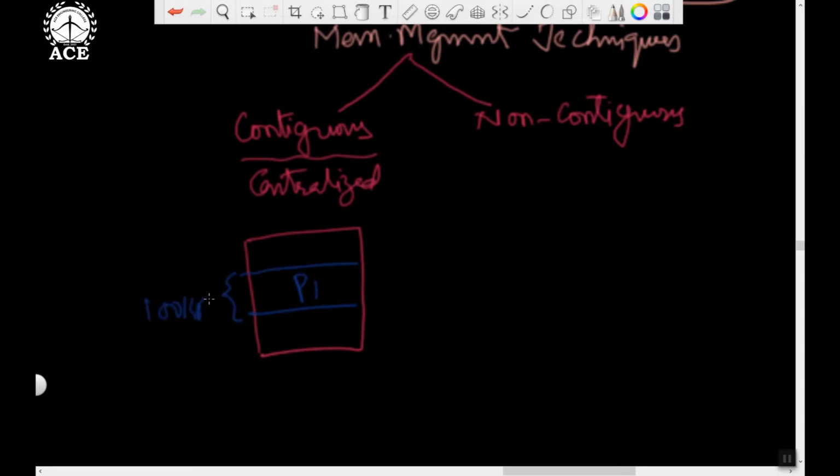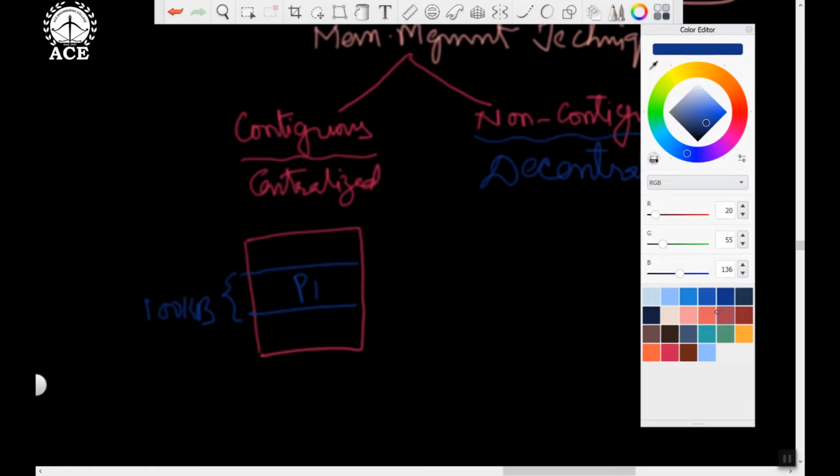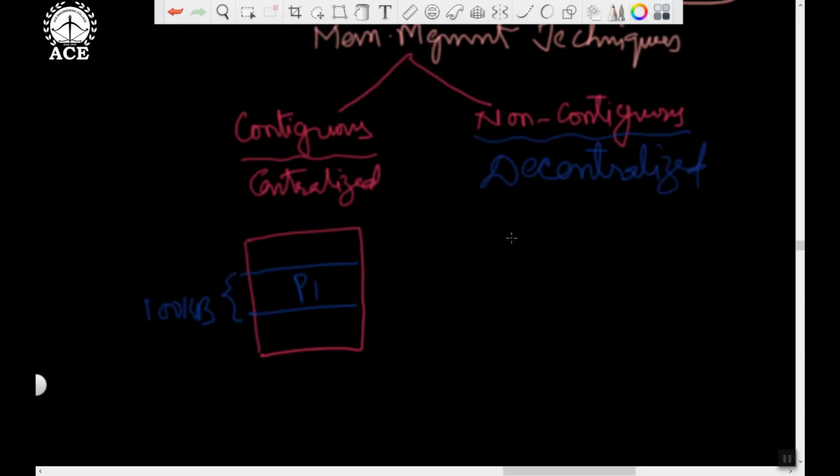Now what happens in contiguous allocation? In contiguous allocation, which we will also call centralized allocation, centralized means the whole program as a unit will be at one place. Say for example, this is the memory. If I have a program P1 of size 100 KB, then the whole program P1 will be at one place. It's not that the program will be divided into different parts and stored at different places. The whole program will be at one place.